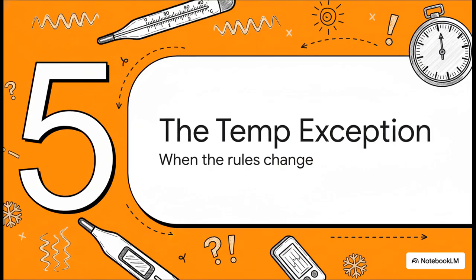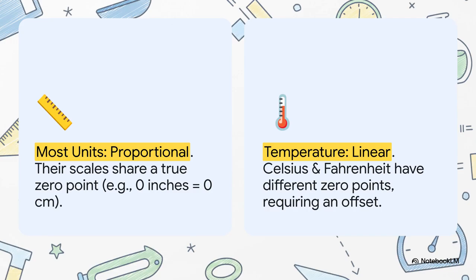Okay, so this method, it's pretty much magic. It works for almost everything. But there is one big exception we need to talk about. The one special case, converting temperature. So what's the deal with temperature? Why is it the odd one out?